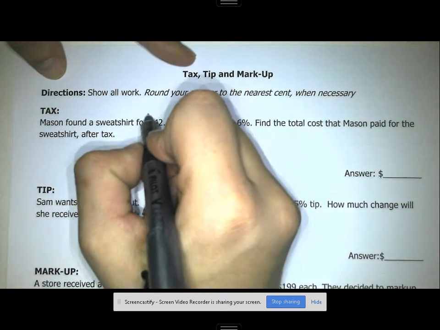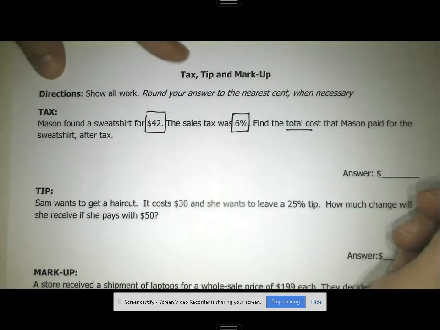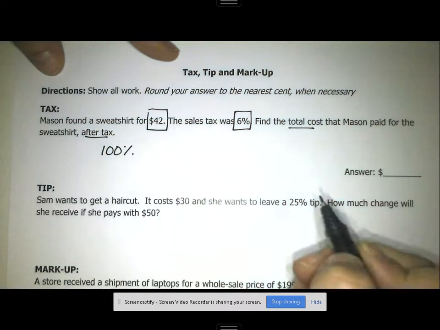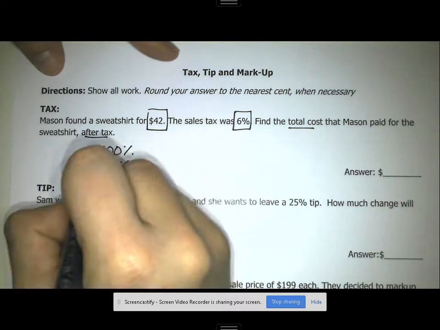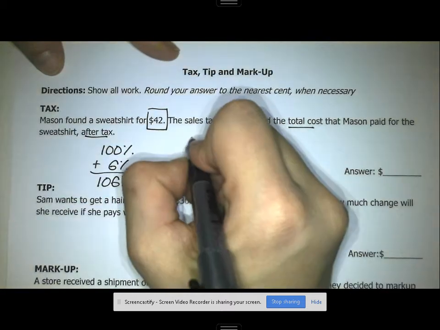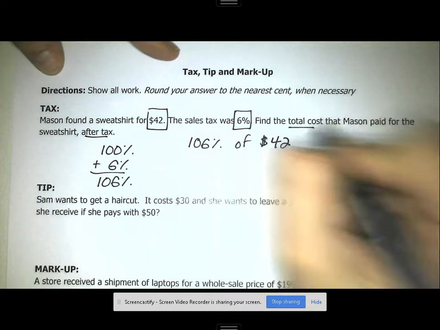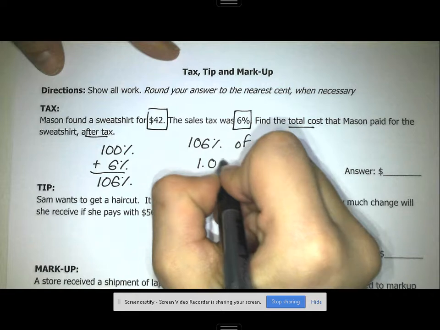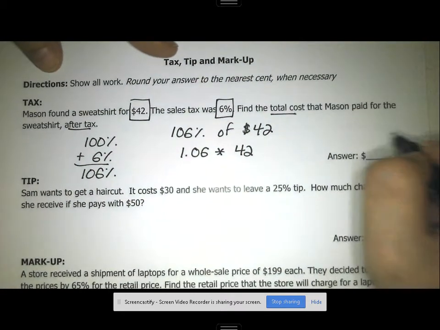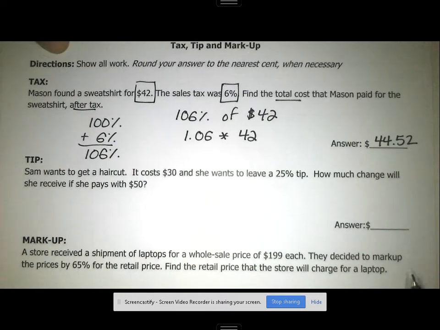Mason found a sweatshirt for $42. The sales tax was 6%. Find the total cost that Mason paid for the sweatshirt after tax. So Mason's going to pay 100% of the cost of the sweatshirt and 6% more for tax. So he's going to pay a total of 106% of the cost of the sweatshirt. So he's going to pay 106% of 42, which when I multiply is going to be 1.06 times 42. And if you plug that into your calculator, you're going to get $44.52.